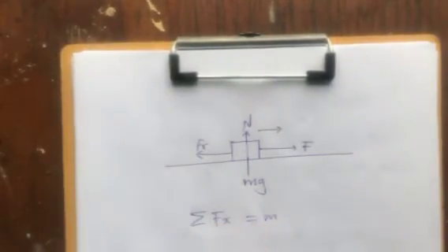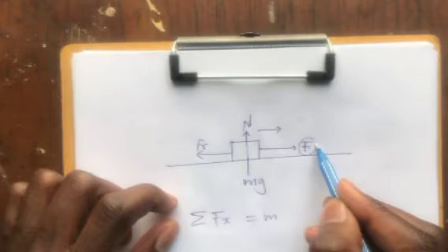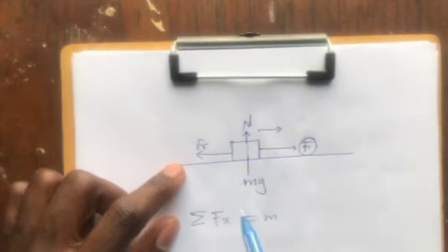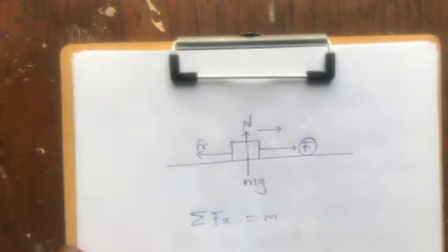we're going to consider here has to be kinetic friction. Why? Because the object is moving with a given force. But since this force is greater than that one, this is going to have a kinetic friction. The friction force is going to be there, but it will be less than this one.